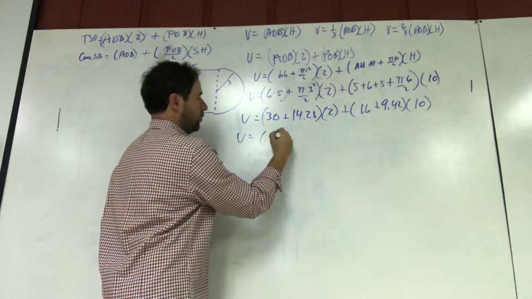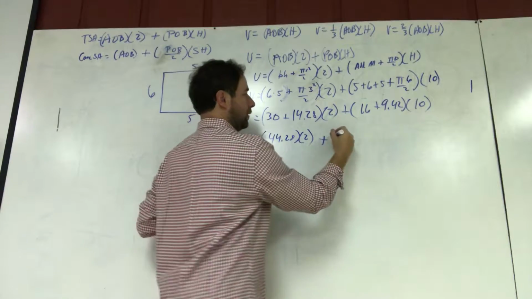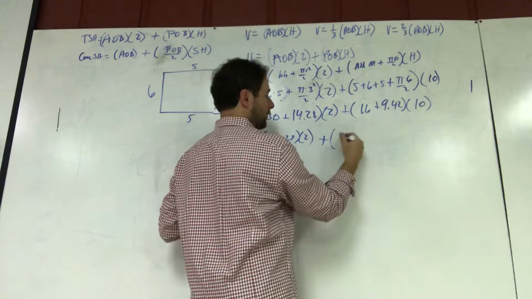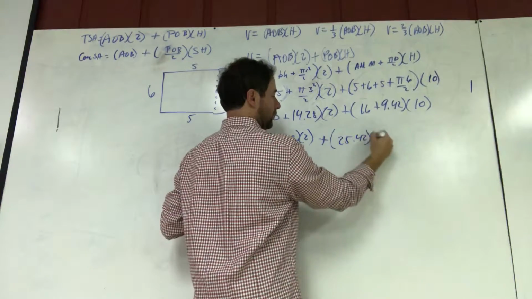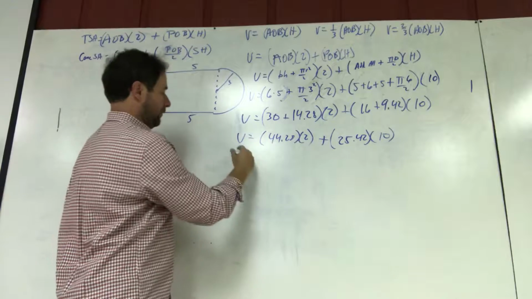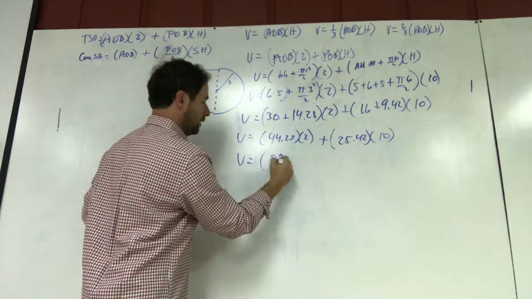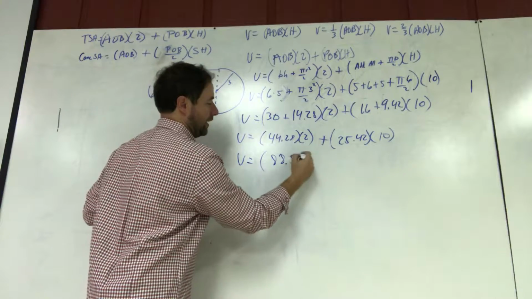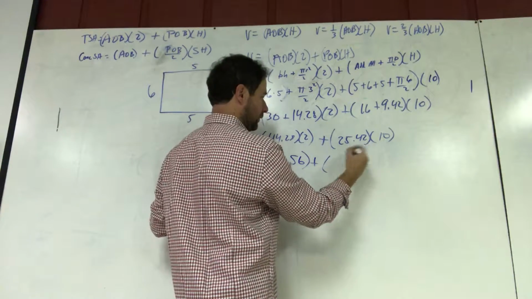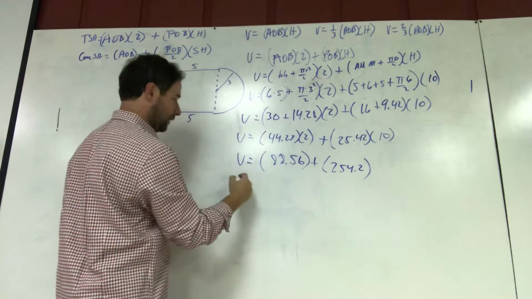You're going to get 44.28 times 2 plus 16 plus that is going to be 25.42. Once again, your answers may be more exact because you use a calculator. I'm just doing it in my head. Volume equals right here 88.56 plus this is going to be 254.2. Multiply that. Add this together.